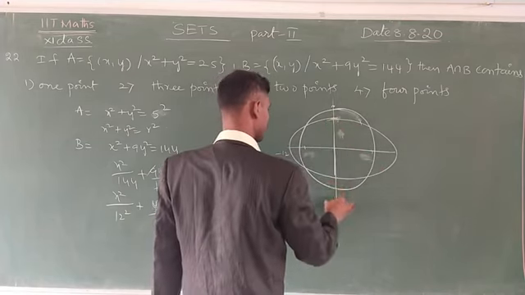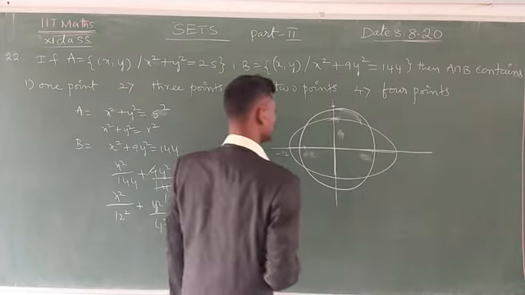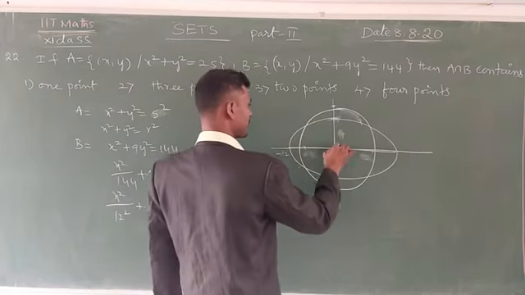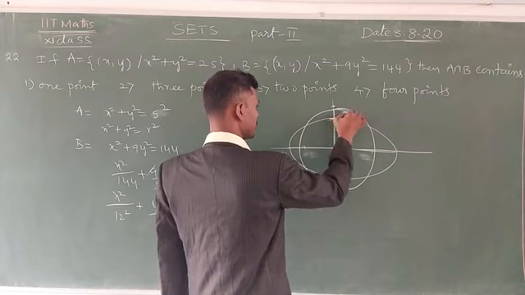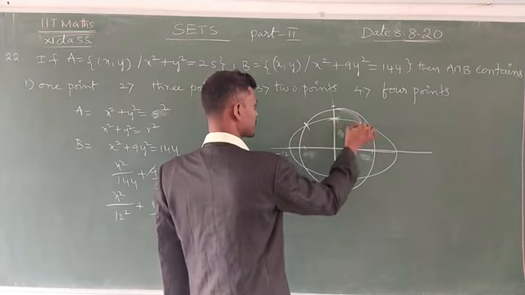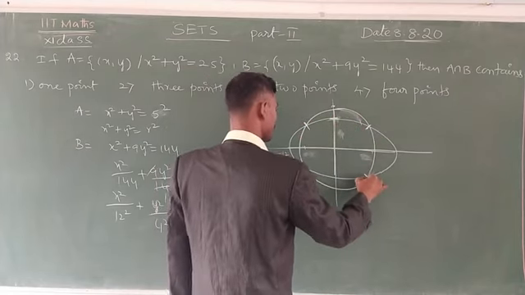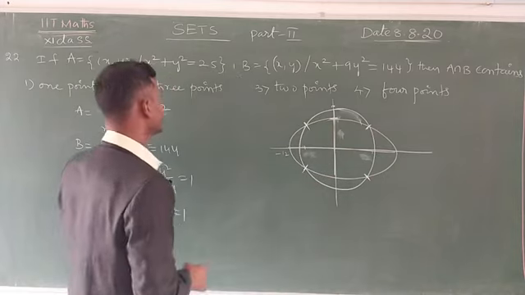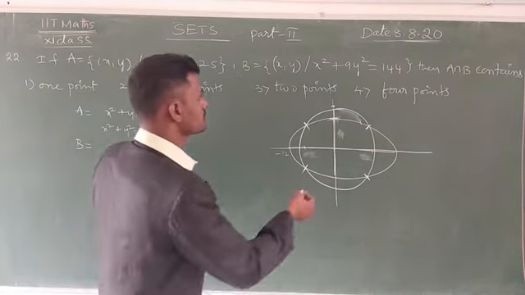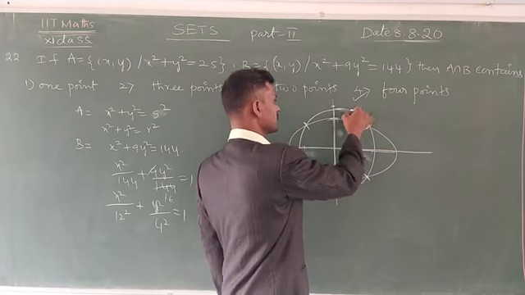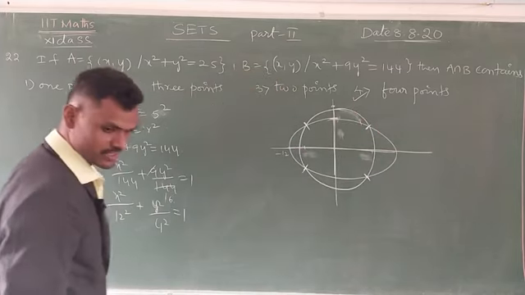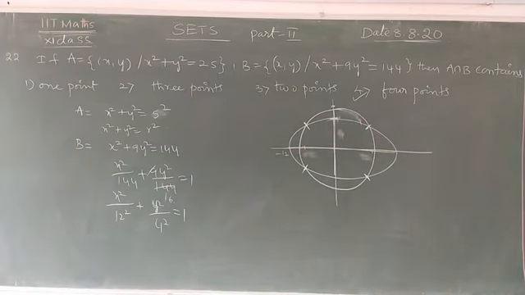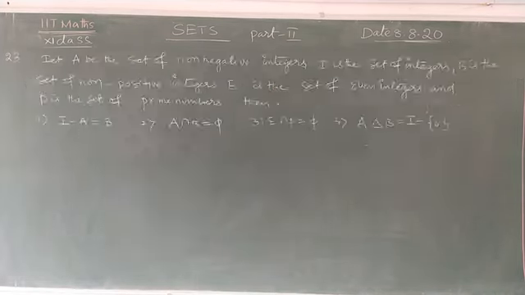Okay, now this is the y axis, this is the x axis. See here, this is 5 units radius, 5 units, this is 4 units. It is intersected at how many points? 4 points. This is a circle, this is an ellipse. Okay, note down. Okay, next 23rd problem.